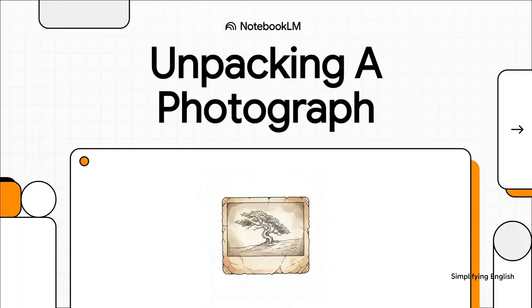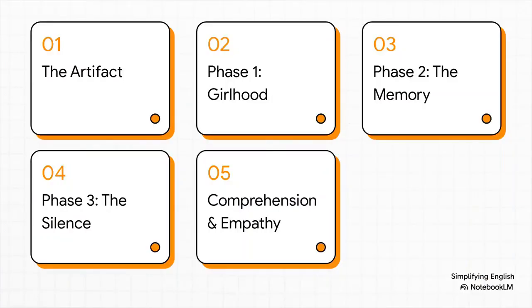Today, we're diving into a brilliant piece of literature that captures exactly this feeling, Shirley Tolson's poem, A Photograph. We're going to break down how a simple snapshot from the past can pull us through decades of human emotion. Let's get into it.